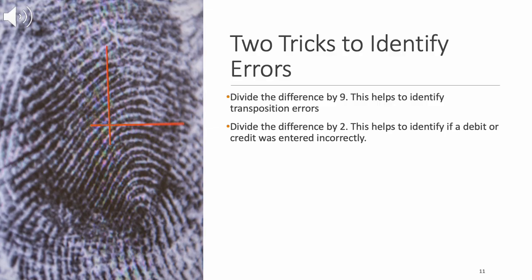A transposition error happens when numbers are flipped. For example, writing 540 instead of 450. The difference between these is 90, and 90 divided by 9 equals 10, which tells us the error is likely a transposition. And trick 2 is to divide the difference by 2. If the difference can be divided evenly by 2, it may mean that a debit was recorded as a credit, or vice versa. For example, if you should have debited $500 but instead credited it, the trial balance would be off by $1,000. That $1,000 difference divided by 2 equals $500, which points you to the wrong entry.